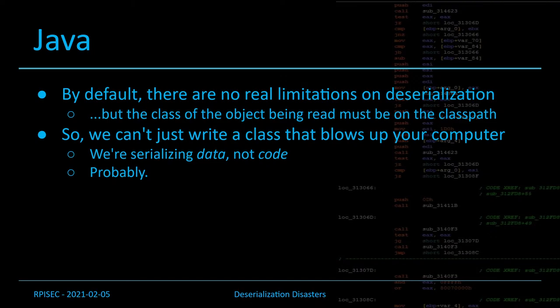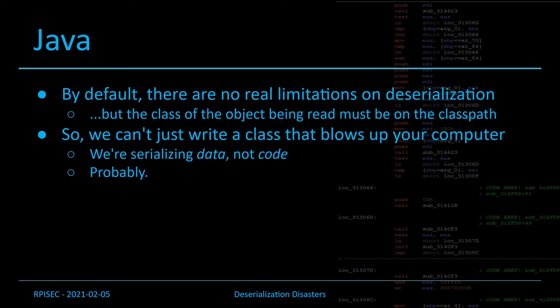But there is an important caveat. Whatever you're deserializing must be on the class path. So it must be a class that is available, like if you were writing code, you could create a new instance of it. So we couldn't just write our own class and say, here's an evil object, just construct one of those for me, honest. No. We have to do something with what we already have.